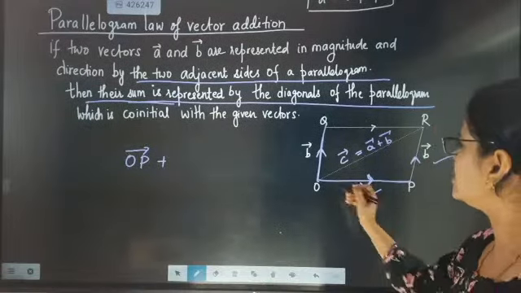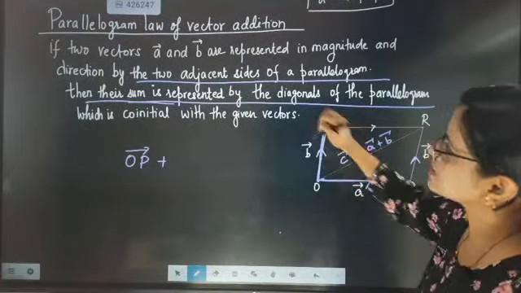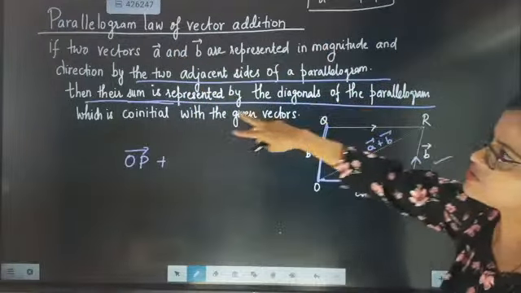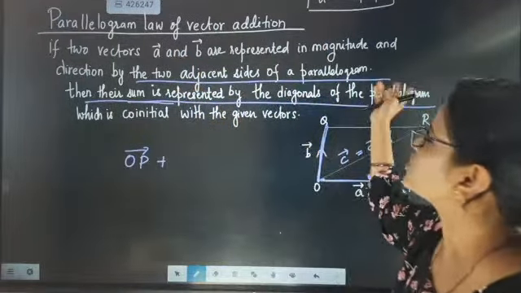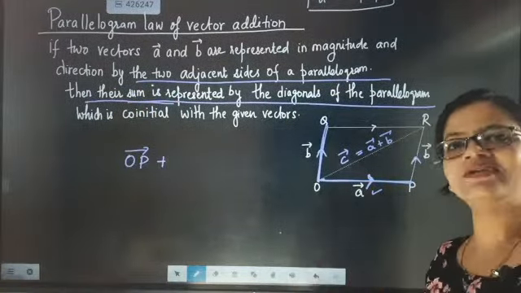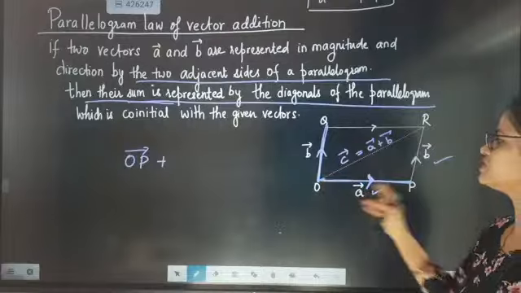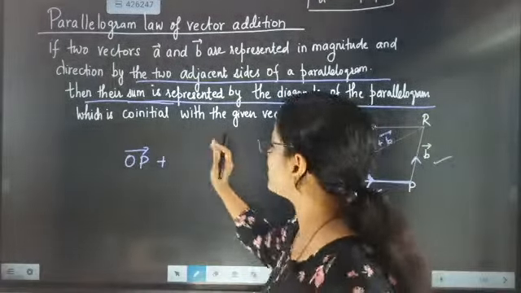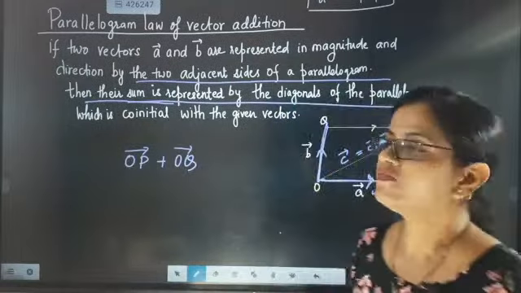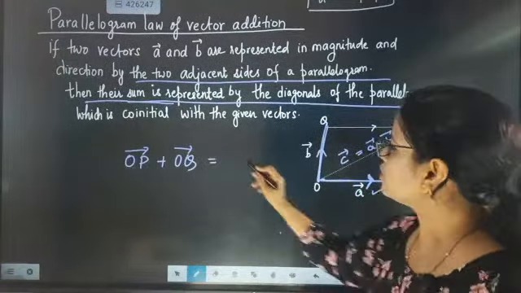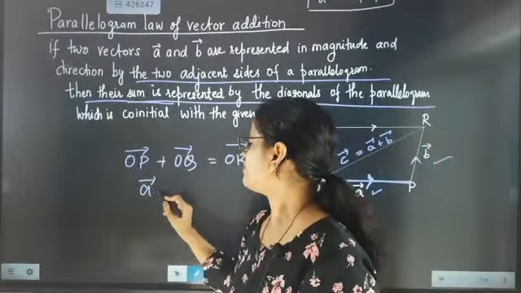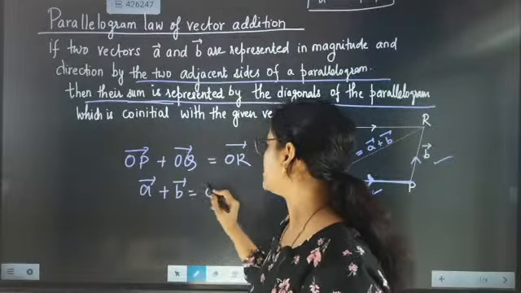adjacent side. Just see that that is exactly A vector and B vector, because the statement says that if two vectors, A vector and B vector, are represented in magnitude and direction by the two adjacent sides of a parallelogram, then their sum is represented by the diagonal. So rather than going directly to the triangle law, I'm just going to take this one and this one. So what is the sum of A vector plus B vector? OP vector plus OQ vector, adjacent sides, will be equal to its diagonal OR vector. Okay, so that means this is the concept. It is going to come as A vector plus B vector will be equal to C vector.